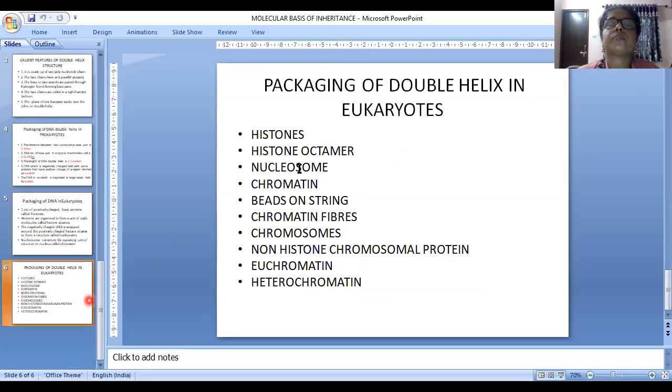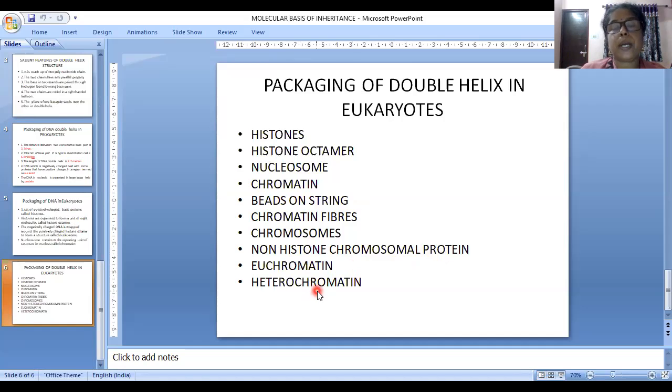This packaging of the double helix in eukaryotes I have summarized like this. Histones, positively charged proteins, 8 molecules combined together to form the histone octamer. It forms a structure called a nucleosome. From nucleosomes, chromatin fibers are forming. These chromatin fibers are seen as a beads on string structure. Then chromatin fibers, chromosomes, and non-histone chromosomal proteins are also there, apart from the histones.